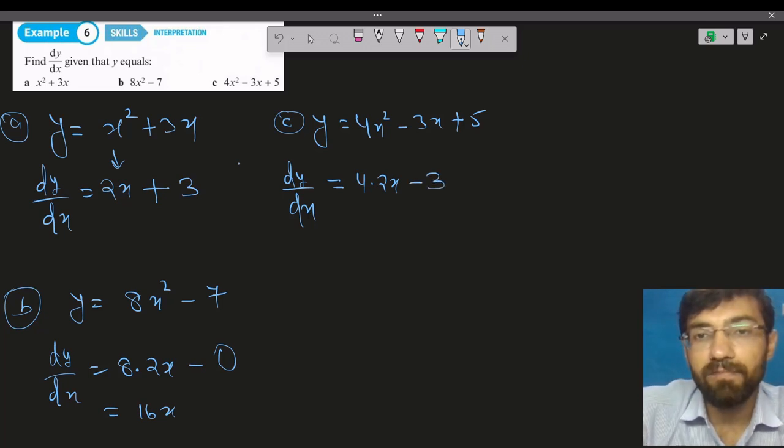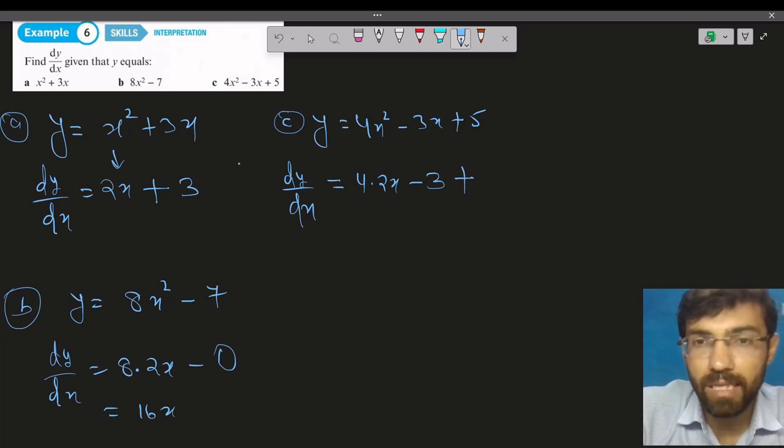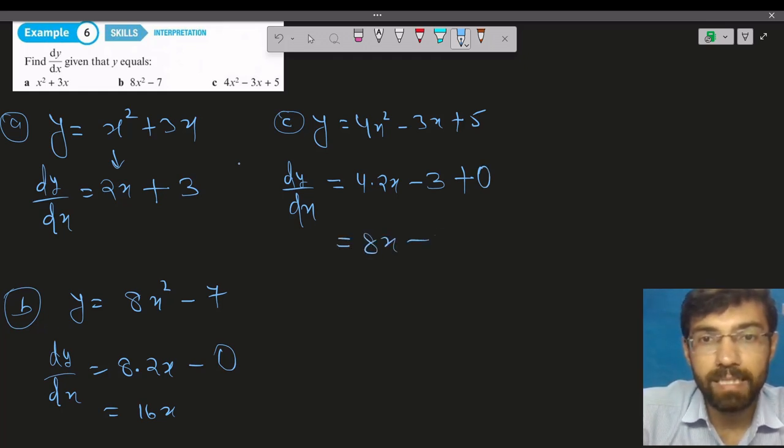And what about plus 5? 5 is a constant, so the differentiation of a constant is 0. We can skip writing it, no need to write it, or if you want, you can write plus 0 also. So that's it. We have our differentiation: dy by dx is 4 times 2x, that is 8x minus 3.